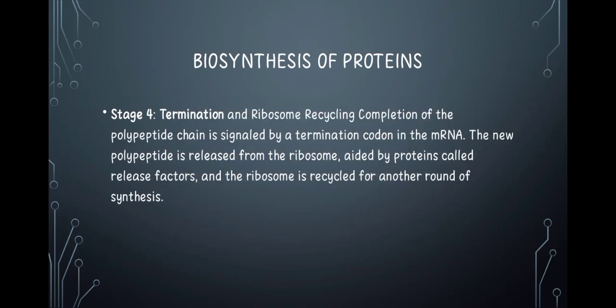The fourth step in translation is termination. Now, the translation goes on until a stop codon is reached. And we have 3 stop codons. We have UAG, UAA, and UGA.